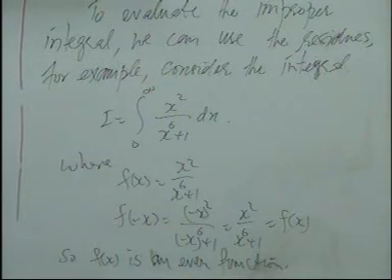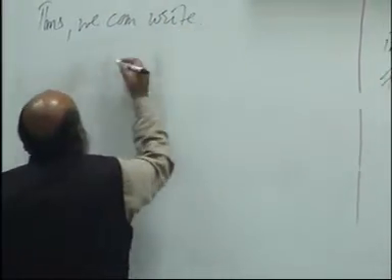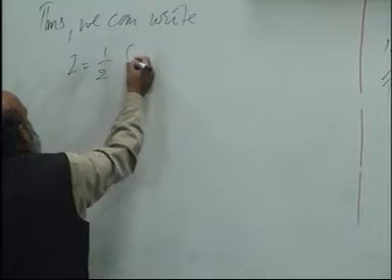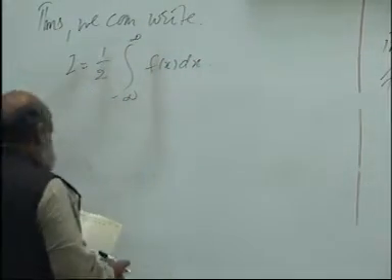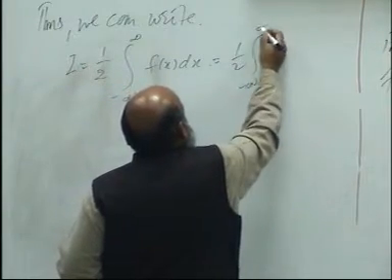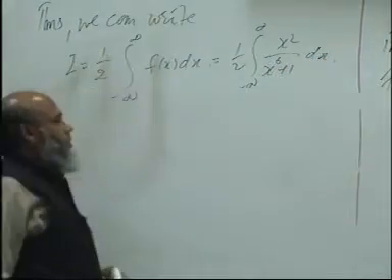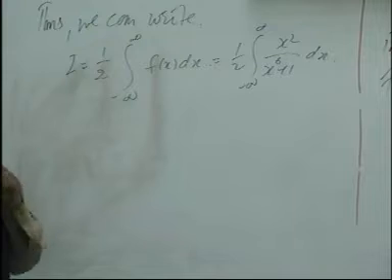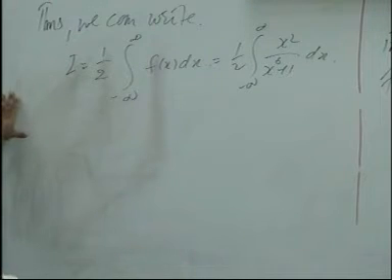Thus we can write I is equal to half integral from minus infinity to infinity f of x dx, or it is half integral from minus infinity to infinity x square over x to the power 6 plus 1 dx. So the point is that we have to evaluate this integral.